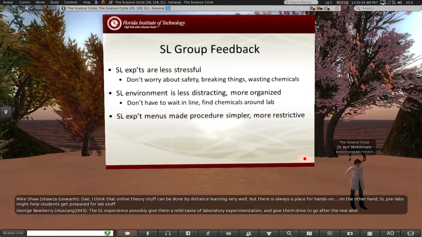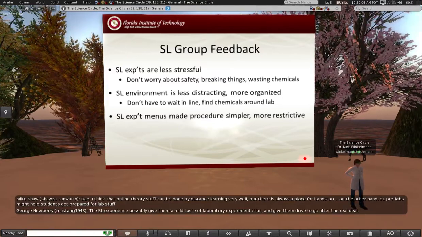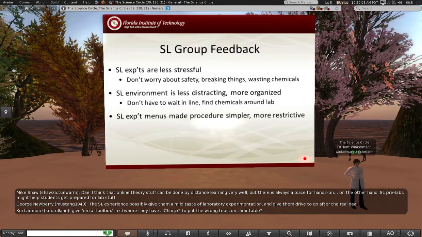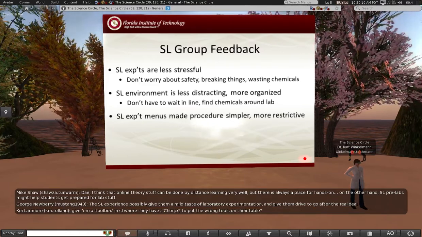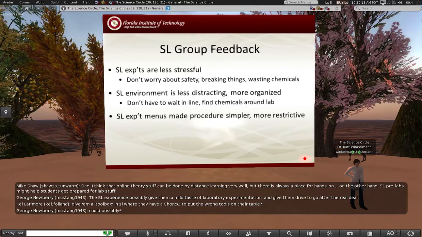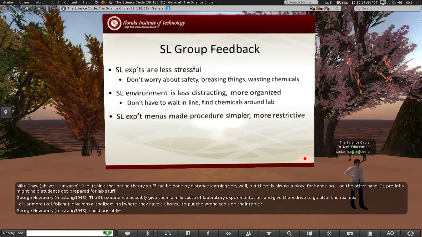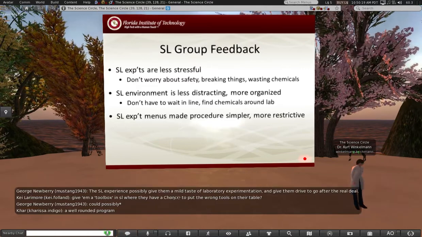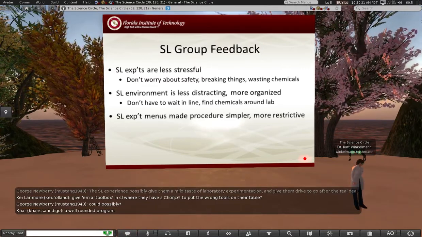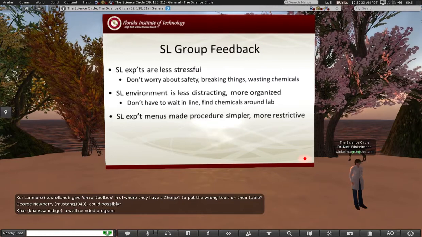The lab environment is less distracting in Second Life. It's more organized. Again, they don't have to wait around to get their chemicals and things like that. And again, as I mentioned, the procedures being menu-driven, they felt that was a big help.